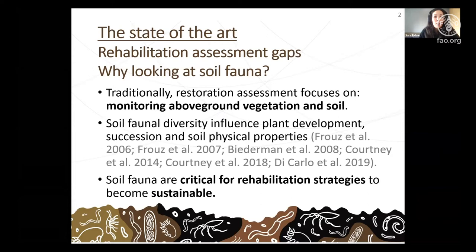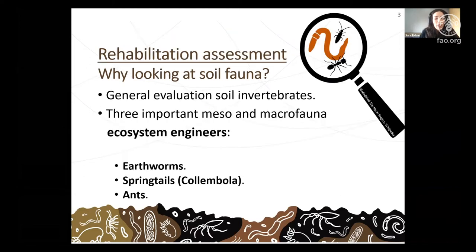Traditionally, a rehabilitation assessment had focused on monitoring above-ground vegetation and soils, with less attention to soil fauna diversity. But now we know that soil fauna are critical for rehabilitation strategies to become sustainable. That is why in our study, we did a general evaluation of soil invertebrate diversity, focusing on three of the most important ecosystem engineers: earthworms, springtails, and ants.